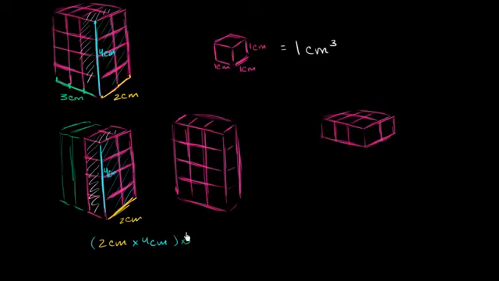So 2 centimeters times 4 centimeters times 3 centimeters would give us our volume. Let's see if that works out. 2 times 4 is 8, times 3 is 24. 24, let me do that in that pink color.